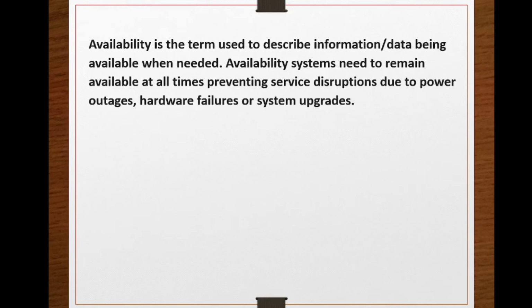Availability is a term used to describe information or data being available when needed. Availability systems need to remain available at all times, preventing service disruptions due to power outages, hardware failures or system upgrades.